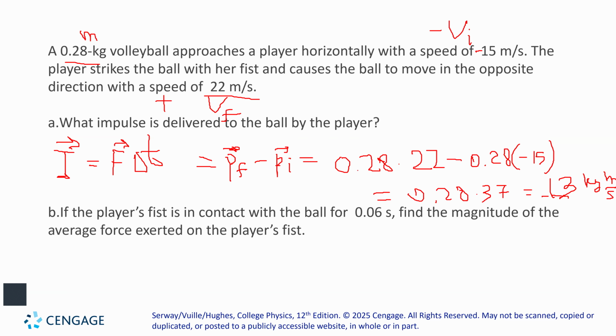Then the next question says, if the player is in contact with the ball for 0.06 seconds, what is this value? It's our delta t. So now we can say impulse equals force times delta t. And which force? They're asking us to find the magnitude of the average force.